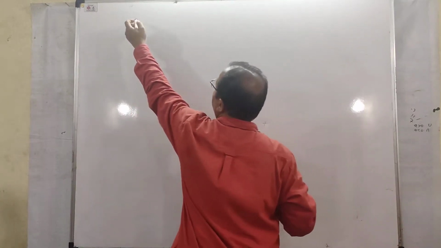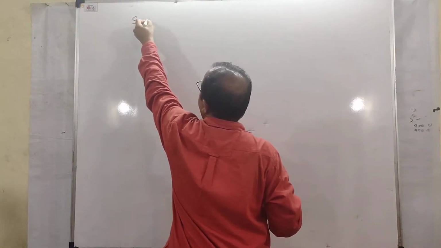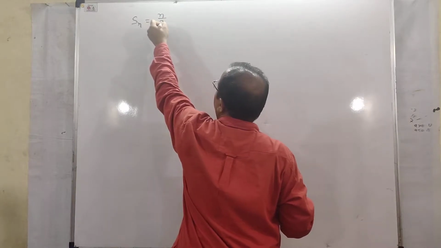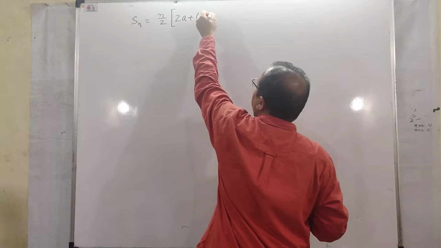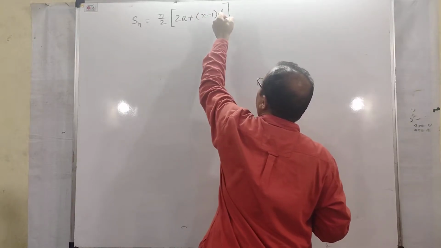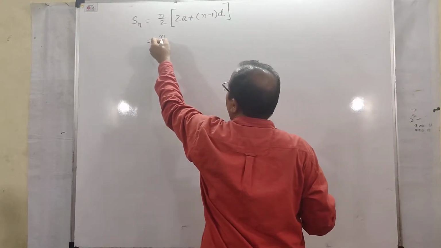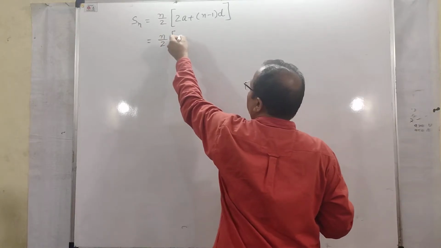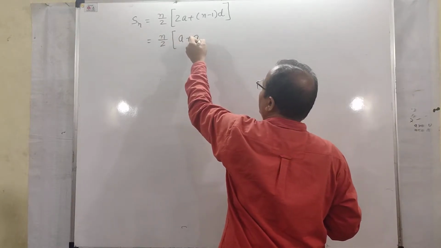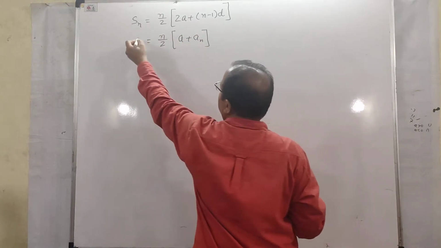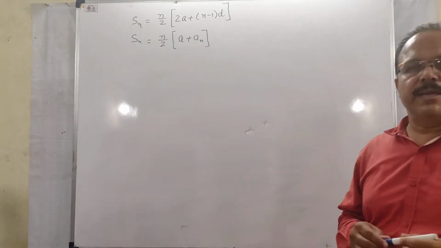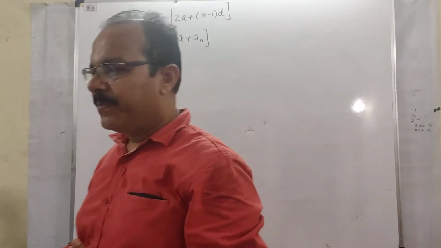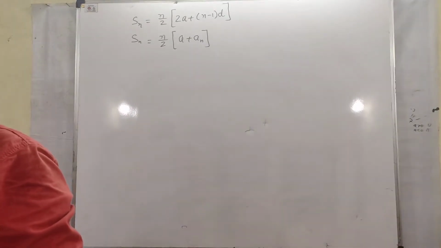The formula which we will be using is Sn equals n upon 2 into 2a plus n minus 1 into d. We can also use the formula n upon 2 into first term plus the nth term. These two formulas we will be using accordingly. So let's start the exercise.